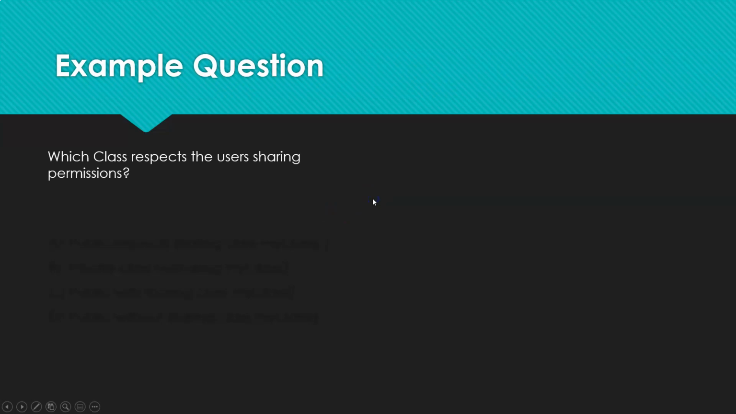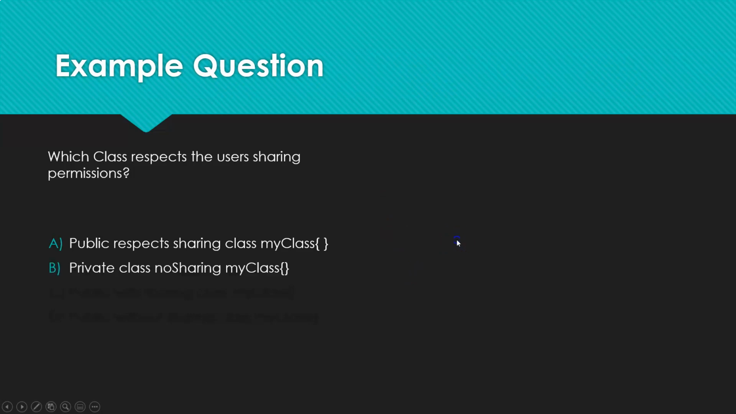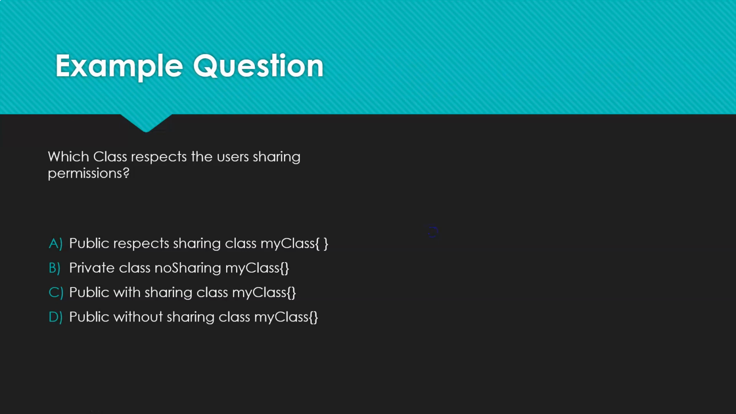All right, here's an example question that might be on PD1. Which class respects the user's sharing permissions? Public respects sharing class MyClass. Private class no sharing MyClass. Public with sharing class MyClass. Or public without sharing class MyClass. Go ahead and put your answer in the comments.